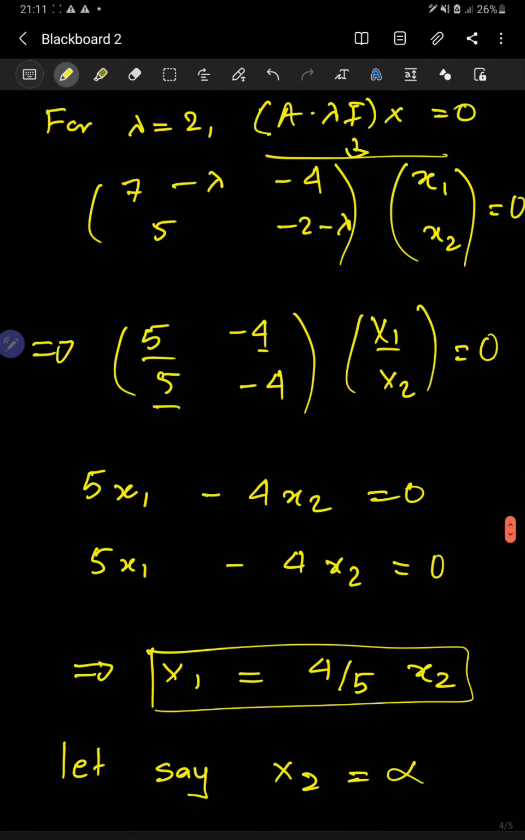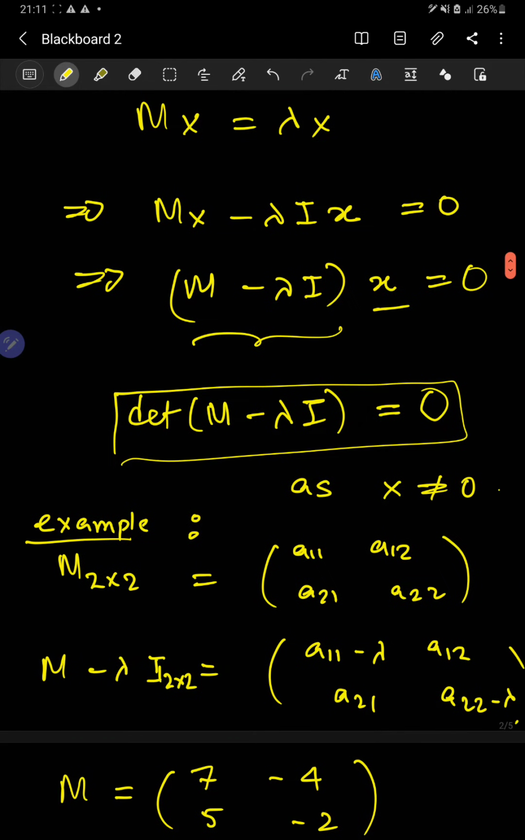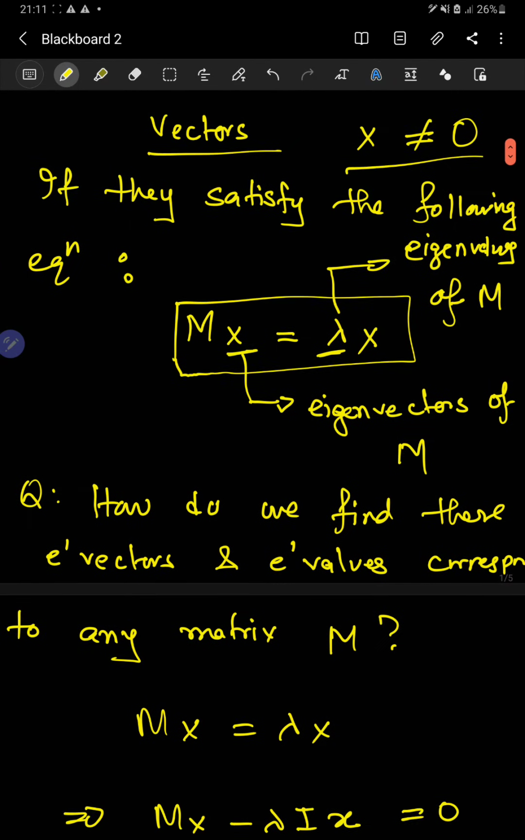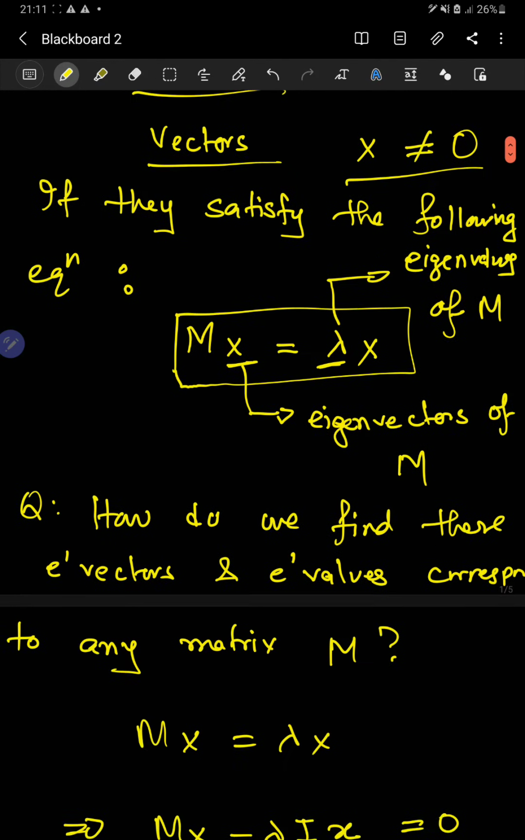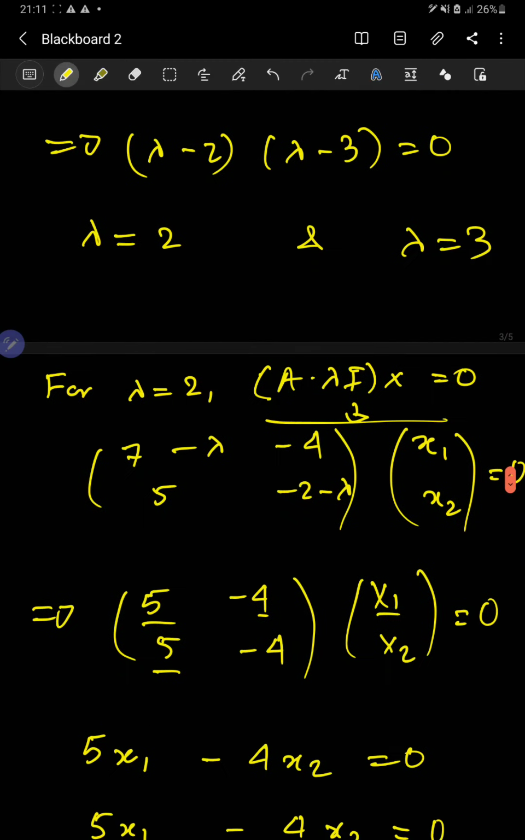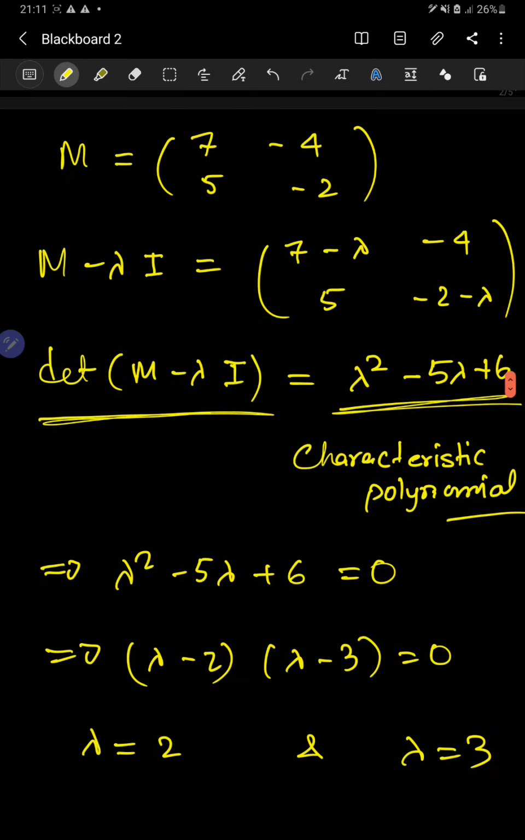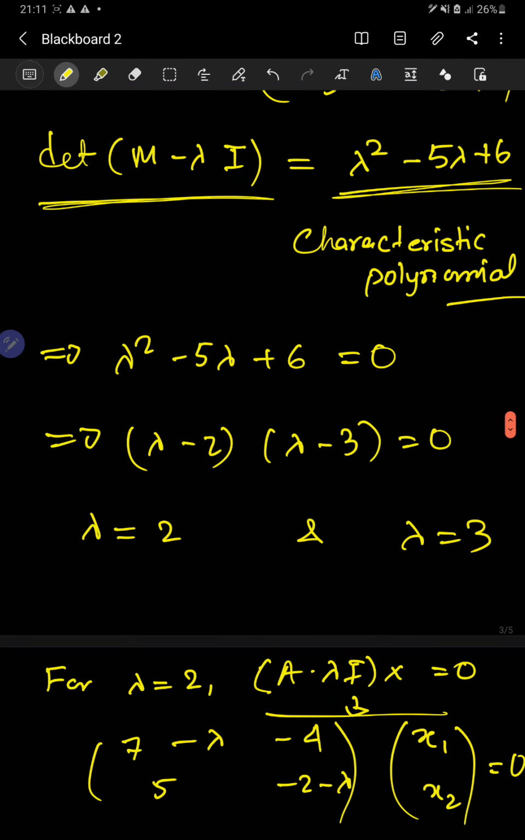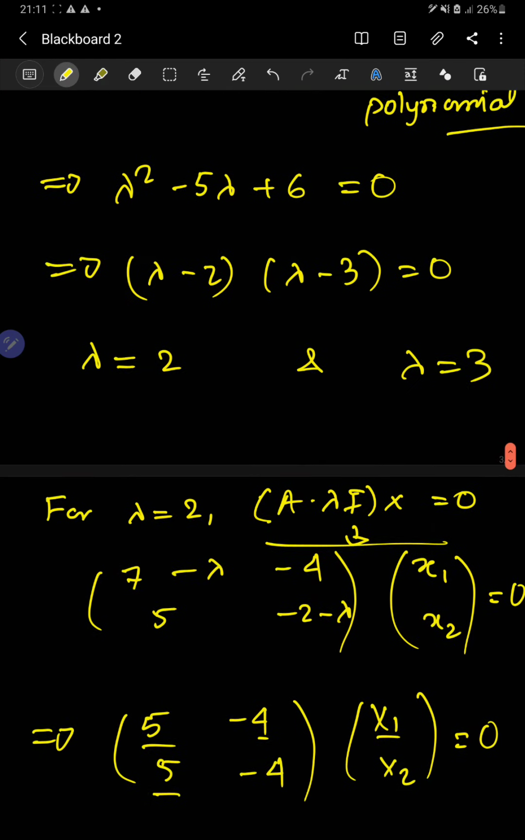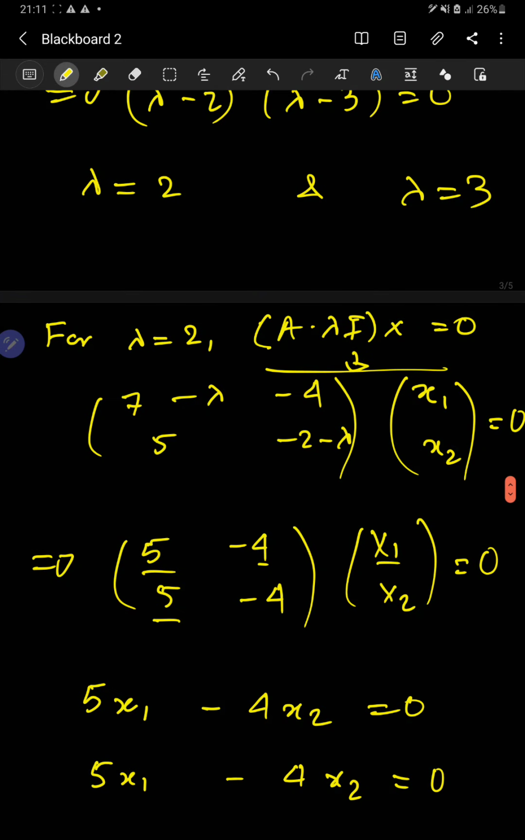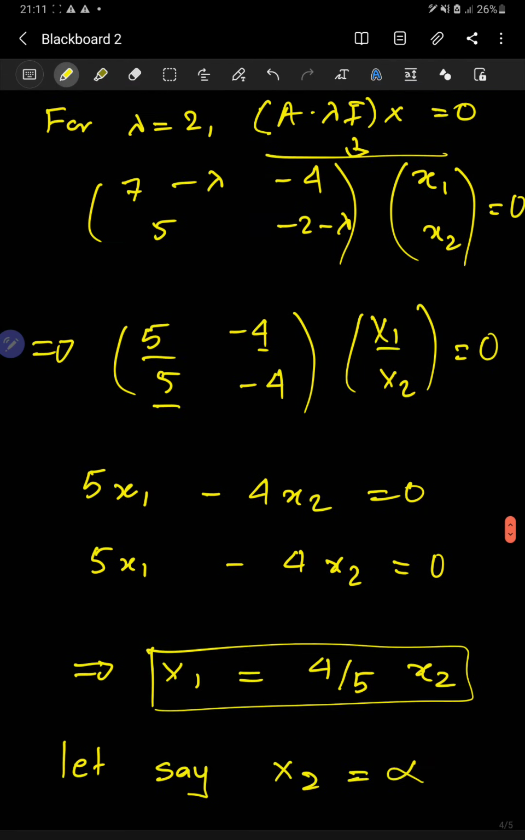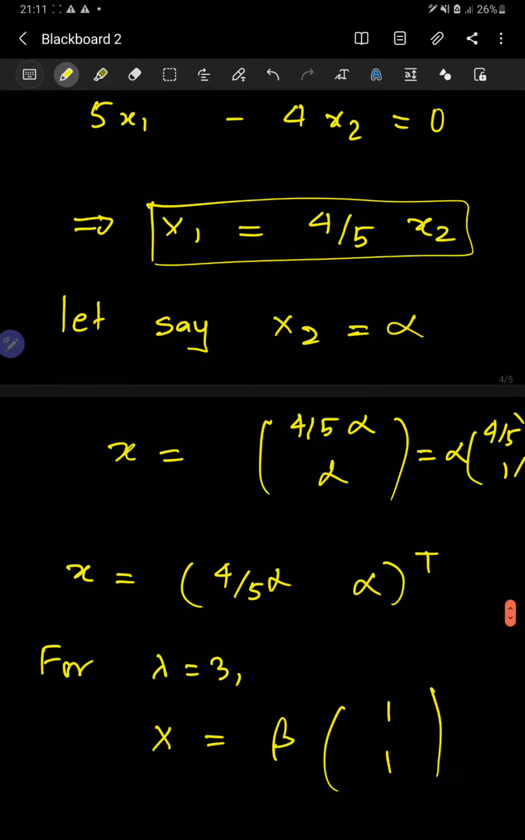This sums up our procedure for finding the eigenvalues and eigenvectors of a matrix M. Let's just summarize in a bit. We first develop the characteristic polynomial and go to the characteristic equation. We find the eigenvalues, plug them into our equation, and ultimately we get the eigenvectors.